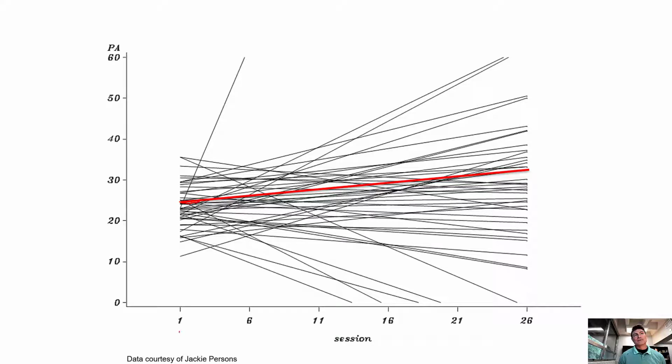On the bottom, we've got the number of sessions. I cut it off at 26, but some people went longer, some people went shorter, but people are getting happier over the course of therapy, which is great. When we look at the data more closely, we see these individual trajectories, and these are estimated trajectories. Each person is fit with an individual regression line. We'll get into more details of how to do that throughout this lecture.